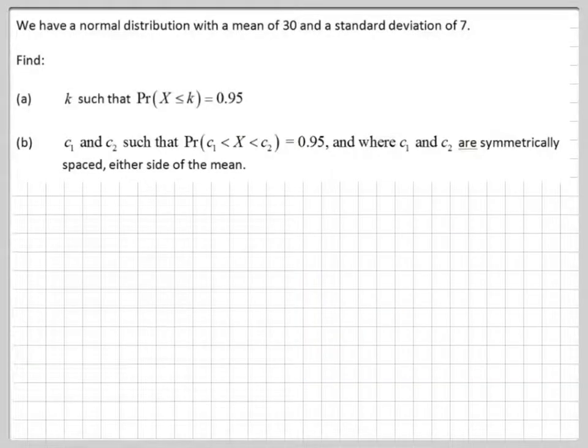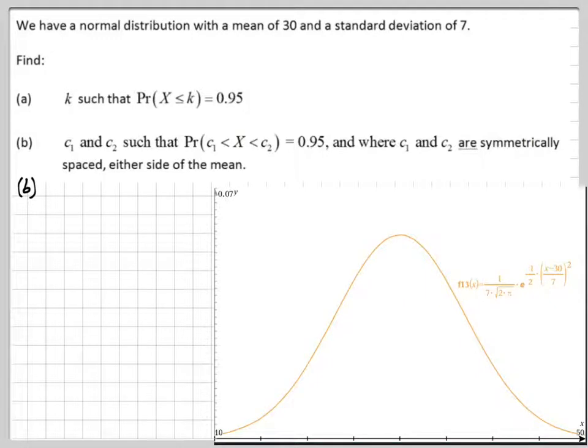What have we got to do for B? We've got to find C1 and C2 such that the probability that our horizontal variable is between them, as extremities, is 0.95, where C1 and C2 are symmetrically spaced either side of the mean. Wow, that's pretty interesting. Here's my curve. Now, that's what we're talking about, guys. C1 is one extremity, C2 is the other extremity, and they're equally spaced on either side of the mean.